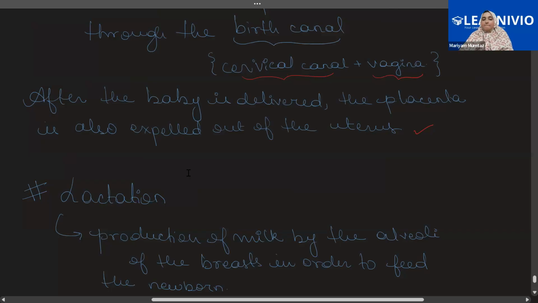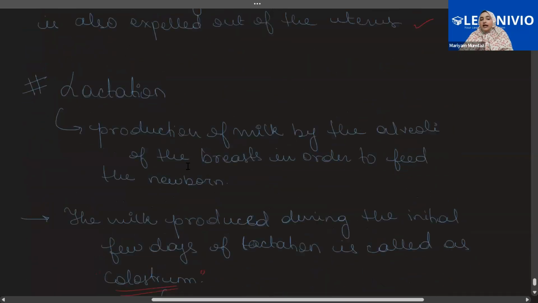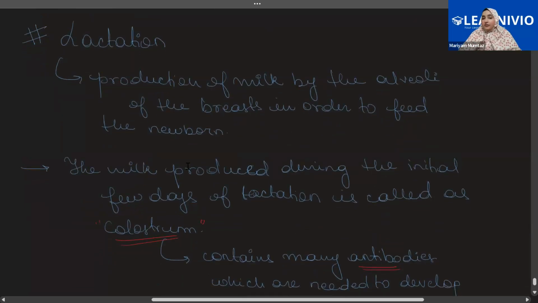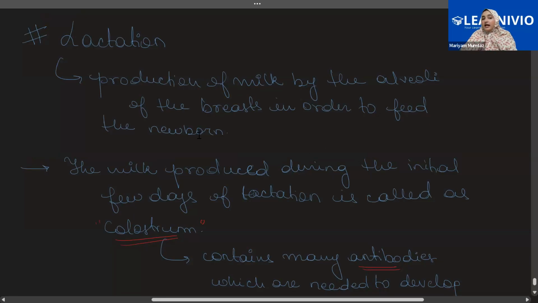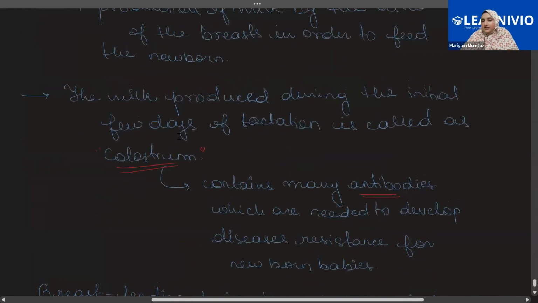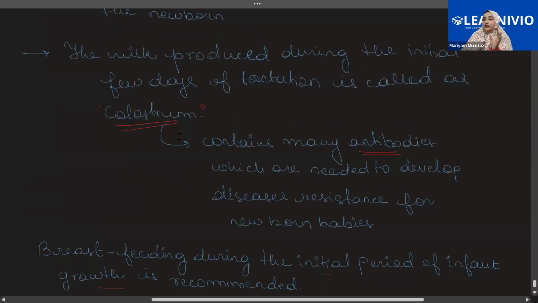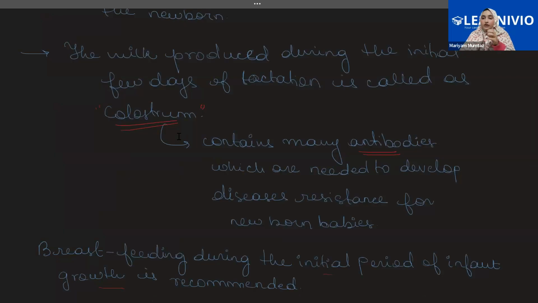Yes, ma'am. Then comes lactation. Lactation is basically after the child is born. Now that child needs to be fed for all sorts of nutrients and antibodies. So the production of milk by the alveoli of the breast in order to feed the newborn is what we call lactation. The milk produced during the initial days of lactation is called the colostrum. This first milk ever produced has a lot of antibodies, which are very important. So imagine, ready-made antibodies are given to the newborn.